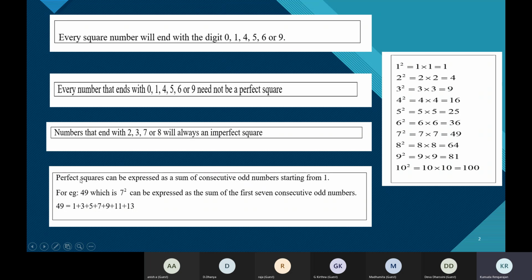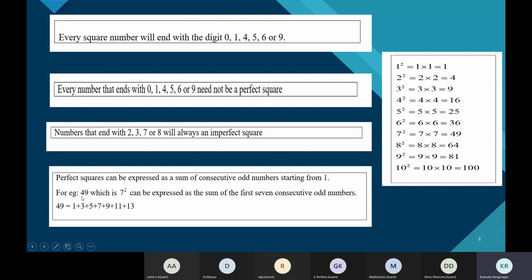If a number is a perfect square, then you can definitely express it as a sum of consecutive odd numbers starting from 1. You can see an example here. Now 49 is a perfect square.